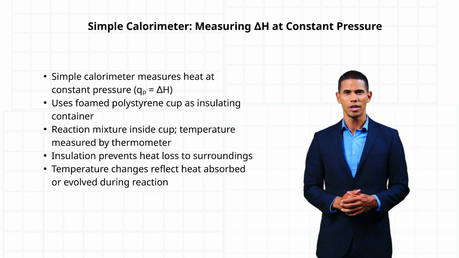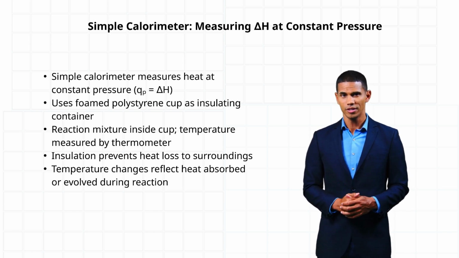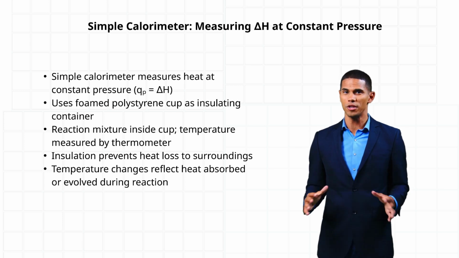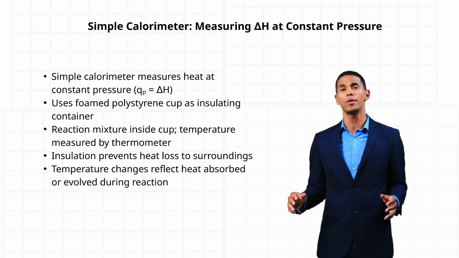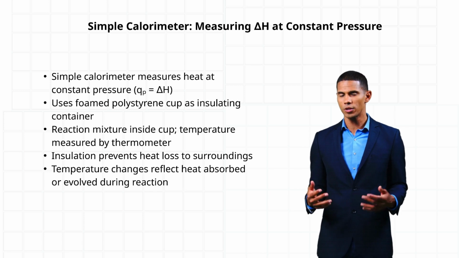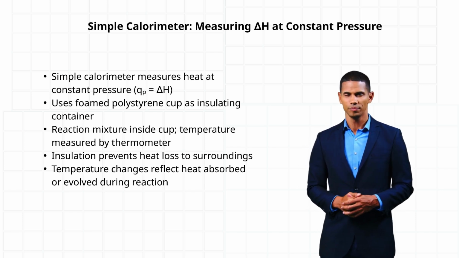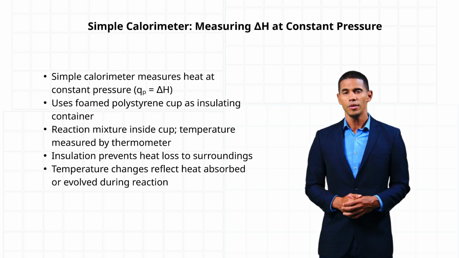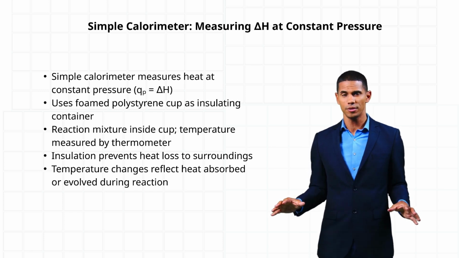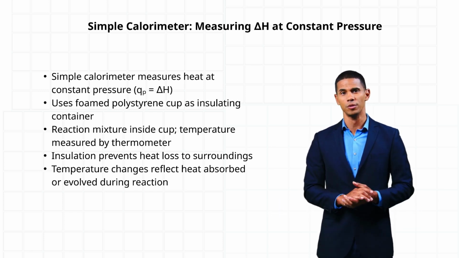This temperature change then helps us calculate the heat at constant pressure, denoted Q subscript P, which equals the enthalpy change, delta H. This setup is very useful for reactions in open containers, like most everyday chemical processes. Now, a quick thought. Why is foamed polystyrene a good choice for insulation in calorimeters? Take 15 seconds to consider.